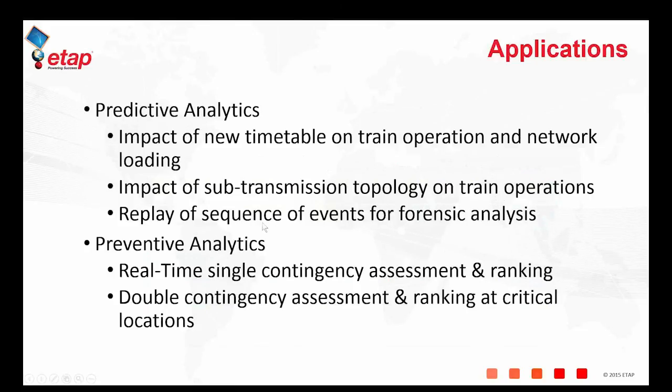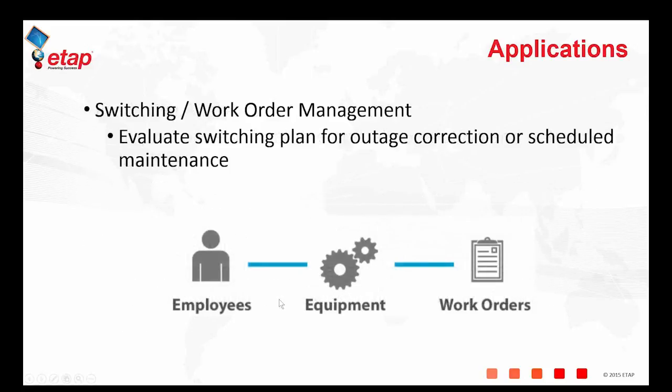And then finally, you can also replay the sequence of events later on if there was an emergency condition and the system did not react the way it should have. You can utilize the historian that ETAP provides to replay the sequence of events and take that information into the simulation calculations. You can also utilize contingency analysis to see where the weak points in the system are. That could be single or double contingency itself.